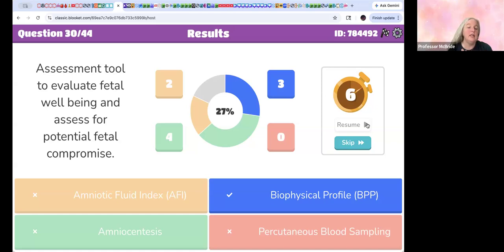An amniotic fluid index looks at how much amniotic fluid there is, and actually our biophysical profile includes that. So our biophysical profile is like the umbrella that includes a lot of different things. So with the biophysical profile, does anybody know how we do it?